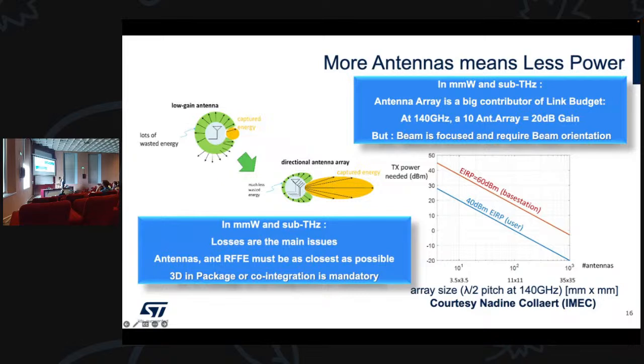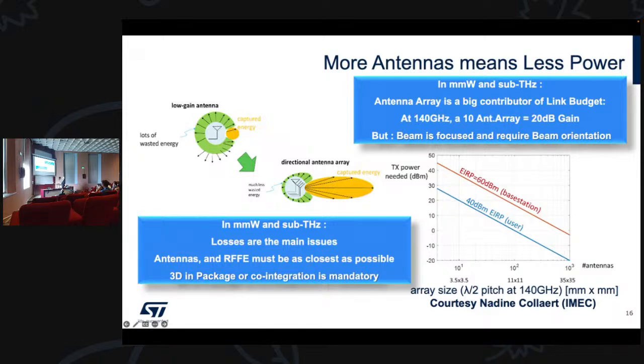In the transceiver, you have also the antennas, especially when we are in millimeter wave or sub-terahertz communication. The antenna is part of the equation. And you can see here two kinds of antennas. The first one is the low gain antenna. So a low gain antenna is an antenna which radiates everywhere. And the second one is the directional antenna, so you radiate in a small part of the space.